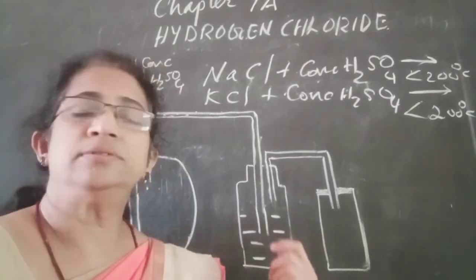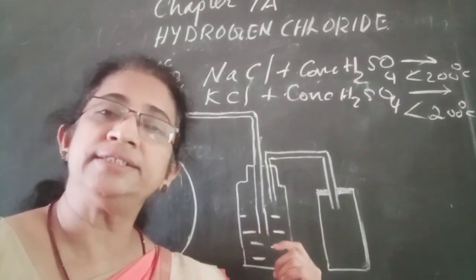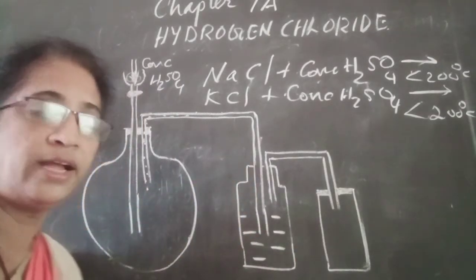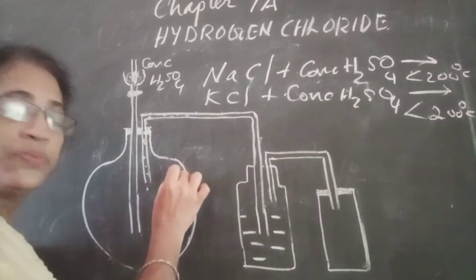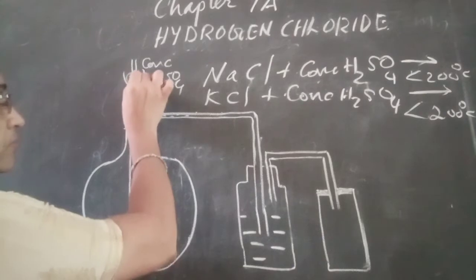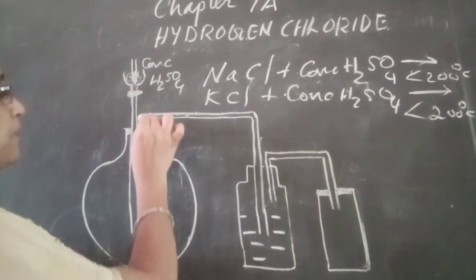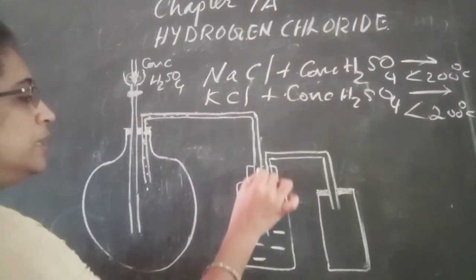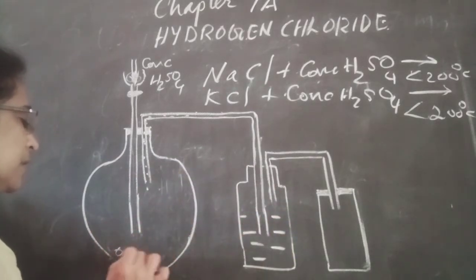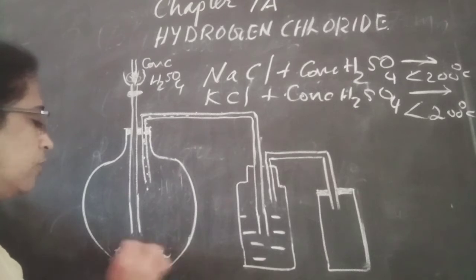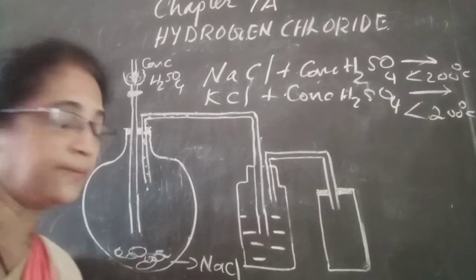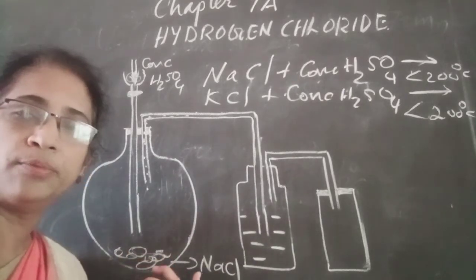So here we use sodium chloride as the reactant, and this is the experimental setup for the preparation of hydrogen chloride. Here you can see a round bottom flask. It is fitted with a 2-hole cork. Through one hole a thistle funnel is passed, and through the other hole a delivery tube is passed. The round bottom flask contains solid sodium chloride. Sodium chloride is a solid at room temperature.